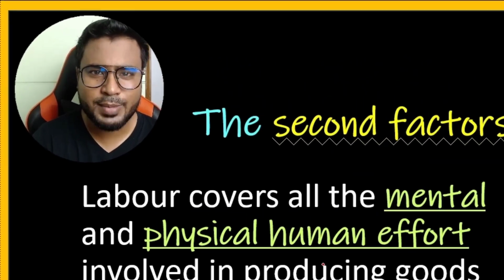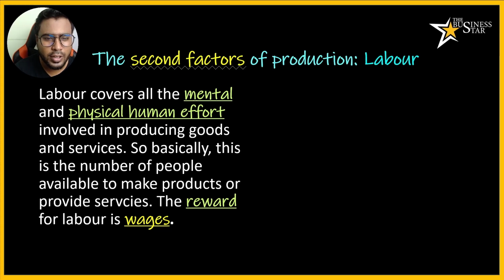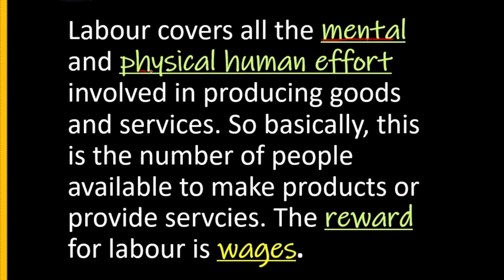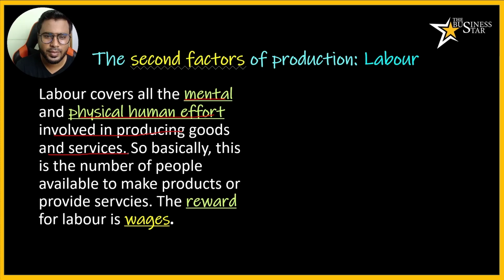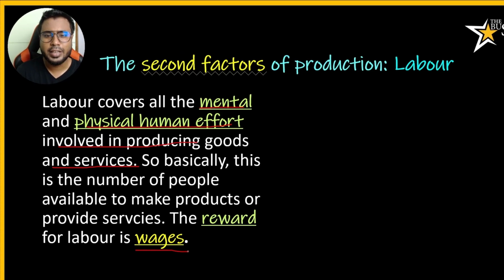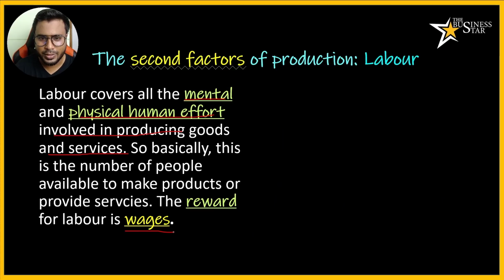So business stars, let's move on to the second factor of production, which is labor. Labor covers all the mental and physical human effort involved in producing goods and services. If you look carefully, I have underlined the important words in green color and also changed their fonts. Basically this is the number of people available to make products or provide services, and the reward for labor is wages. Okay, we are not going to talk about reward right now. We will talk about this at the end of this chapter.